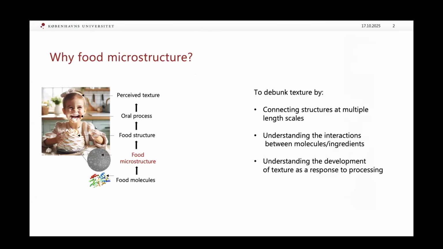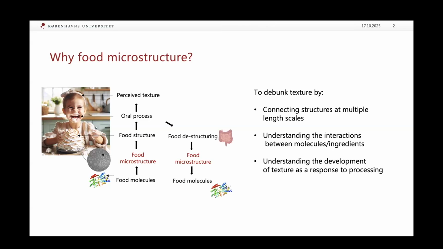This is relevant to us because a structure is directly related to texture. Texture is, we can say, the perception that generates in our brain when we destroy structure in our mouth. And so structure is a physical parameter that we can measure, but texture is not. They are related. So we want to study how these molecules build up structures to then understand texture.